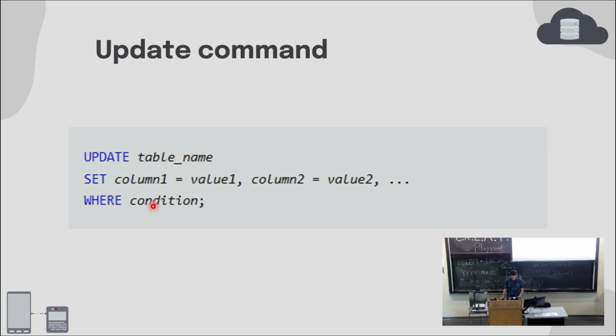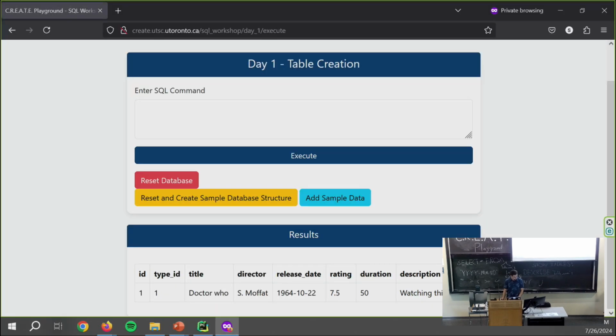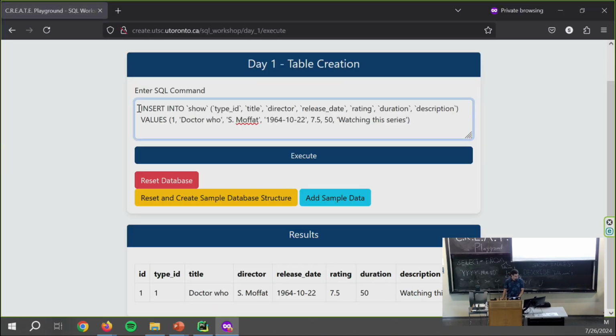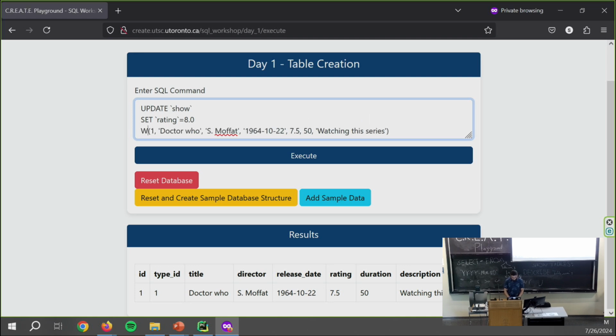So let's just say we have update. I want to change my rating of Doctor Who this time. What I would say is I'm going to say set rating equal to, this time, should I go higher or lower? Well, let's just give it half a point. And then we do where.